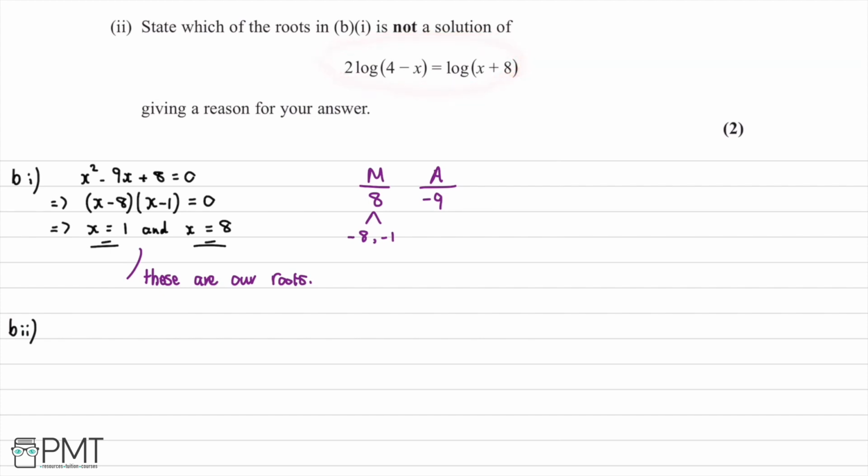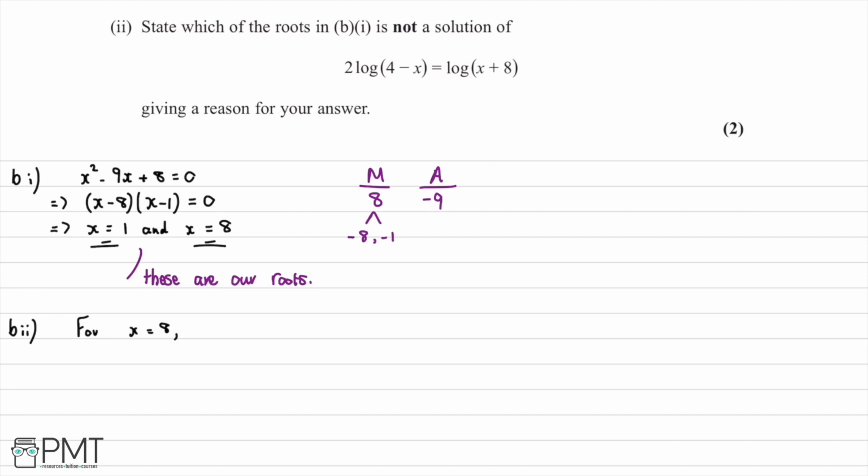So we're not going to have to do a whole lot of work, but we know we have our equation here. And we know that anything inside this log bracket here must be greater than 0. So we know when x is equal to 8 that we're going to have a problem here. We're going to have log of 4 minus 8, which is log of negative 4. And we know that's not possible.